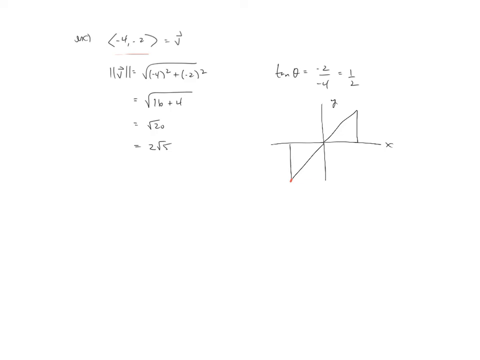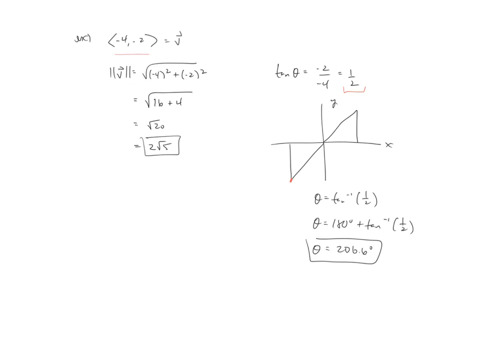Now, the 1/2 here, this is not one of our special triangles. So for us, it's going to be a matter of determining that theta is the inverse tan of 1/2, but understanding that our calculator would give us the angle in quadrant 1. So for us, we're going to need to take 180 degrees plus the inverse tan of 1/2, of course, in degree mode. And in doing this, we find out that theta ends up equaling 206.6 degrees. So that's your direction angle, and there sits your magnitude.